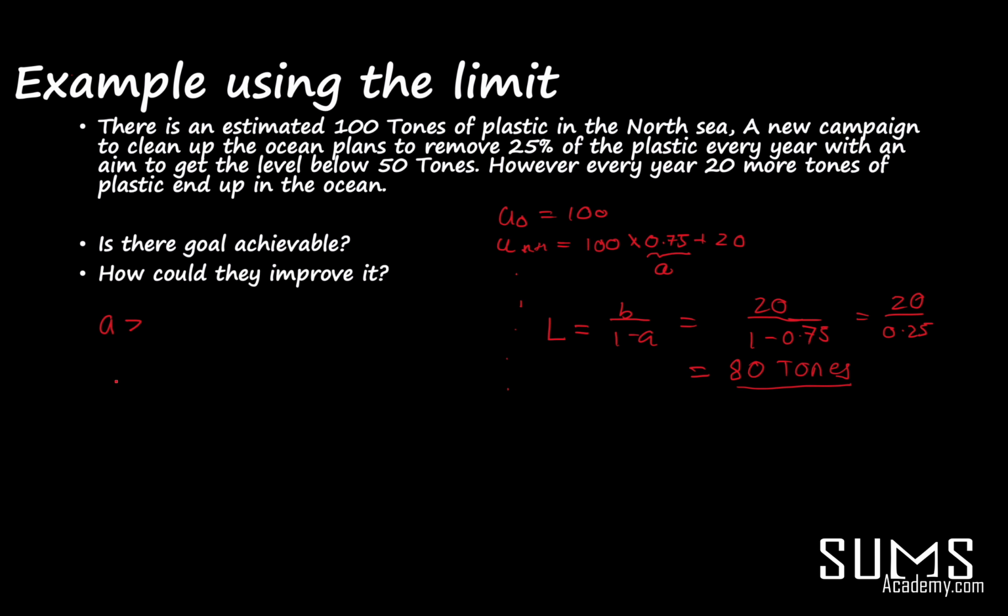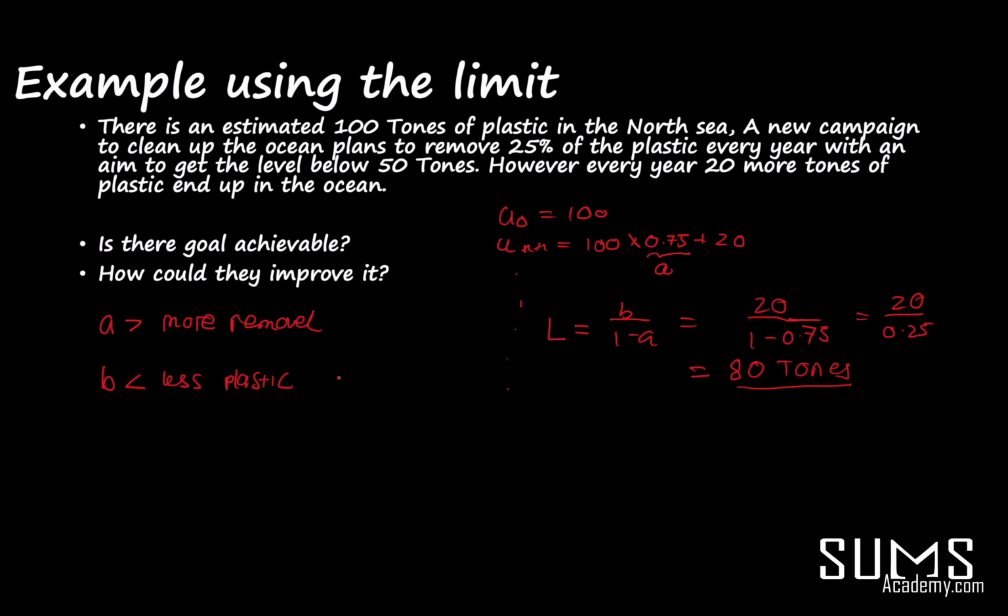And then what else could be done? Well, you could make B smaller, so more removal and less plastic. If you reduce the amount of plastic that's going in every year, that means it's a lot easier to reduce it because it's not getting as big every time. And then 25% is removed, and it all looks a bit better.